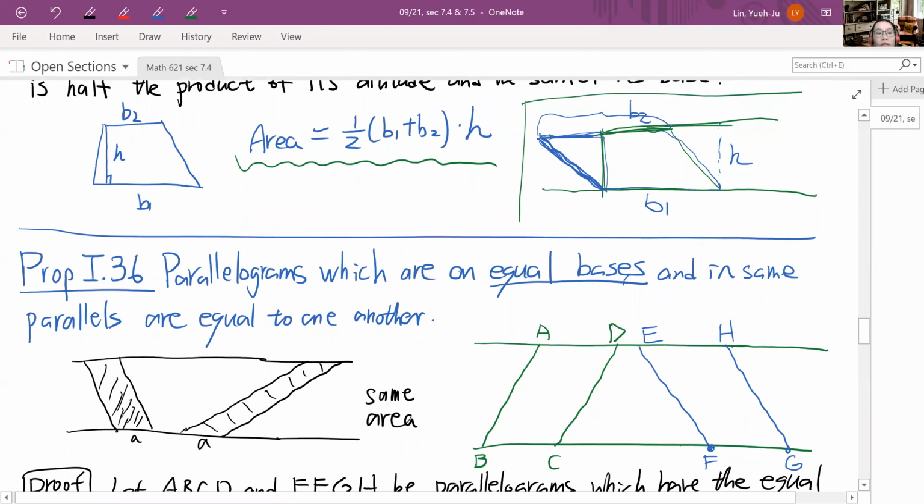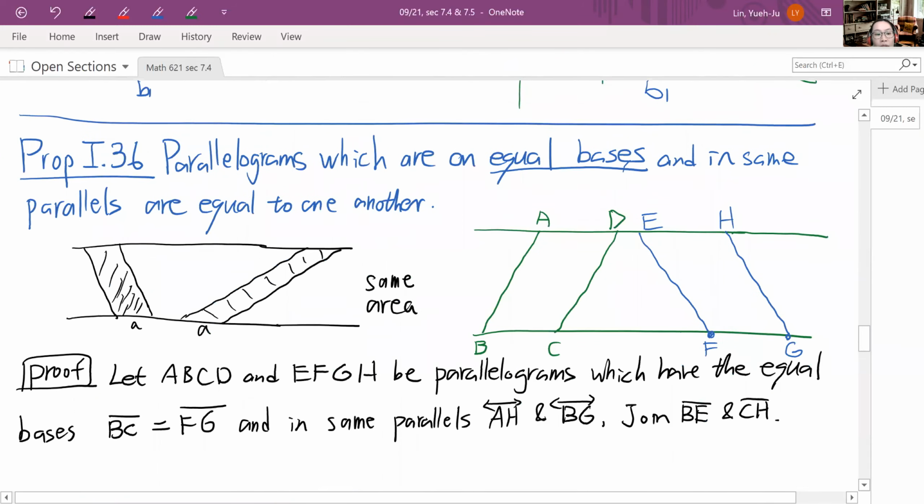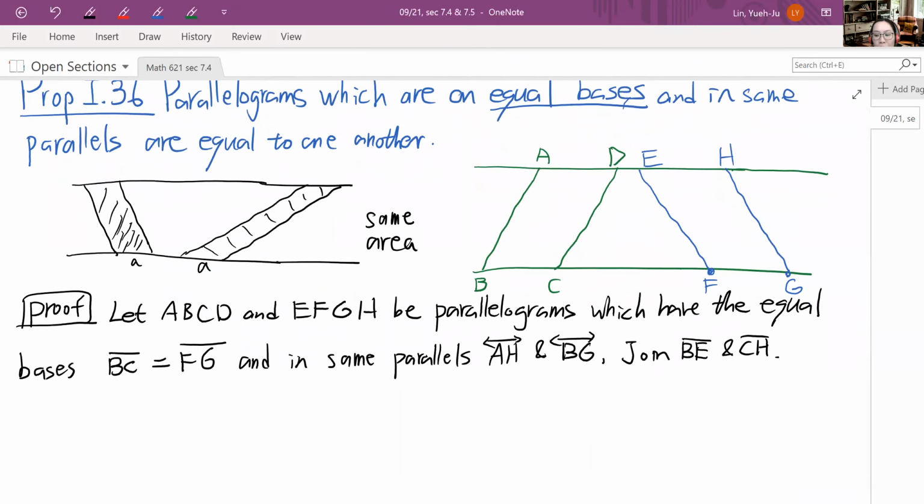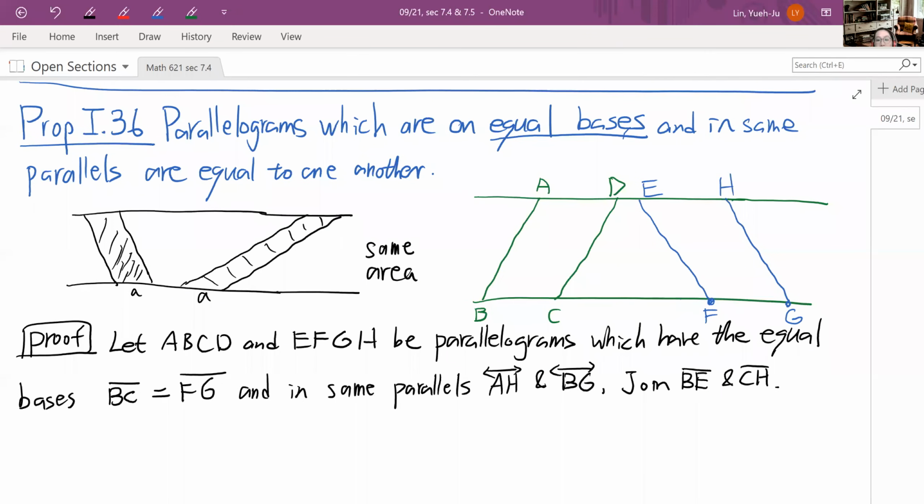Okay. So now the next thing I want to go back to, what we started with, is that we can not only show that parallelograms with the same base have equal area, we can also show something a little bit more general: that parallelograms which are on equal bases and in the same parallels are equal to one another.